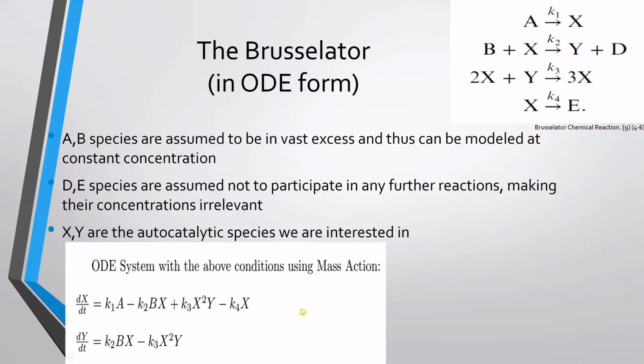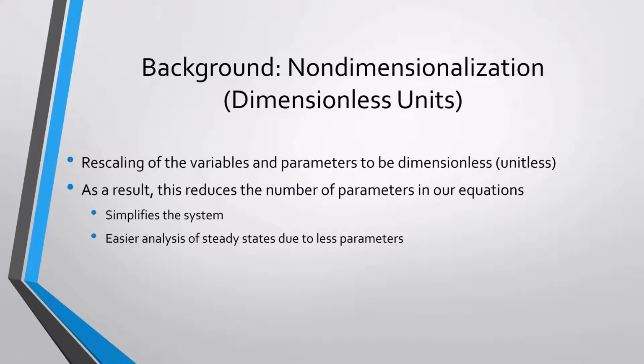The current system of ODEs that we have for the Brusselator contains 6 parameters: k1, k2, k3, k4, and A and B. Through what is known as non-dimensionalization, we can rescale our system's variables and parameters to not only make them unitless, but to also have fewer parameters. This simplifies the system by a great deal.